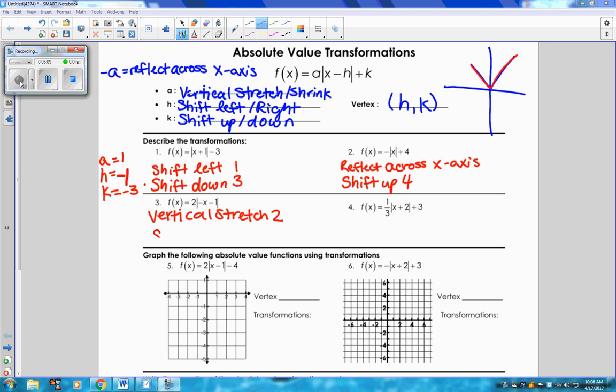Okay, so she said it's a vertical stretch of 2. The reason why it's a stretch is because when you multiply anything by 2, it increases. So that means it's going to stretch it. And she also said that it's going to shift right 1. The reason why she said it's going to shift right 1 is because h is positive 1, so it's going to move right. Who wants to try the fourth one? Okay.